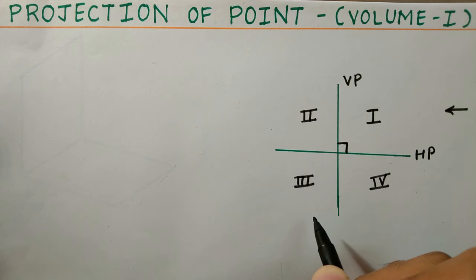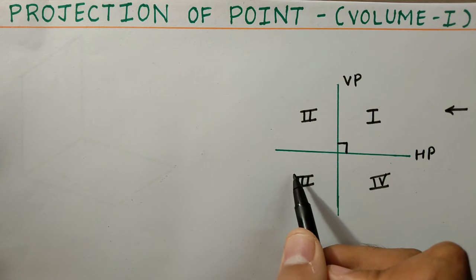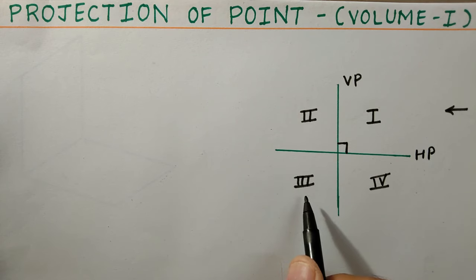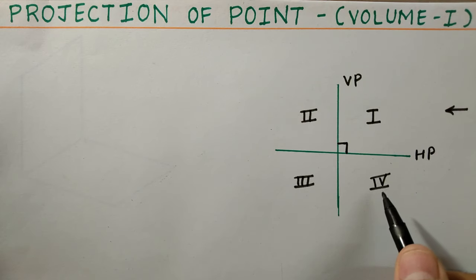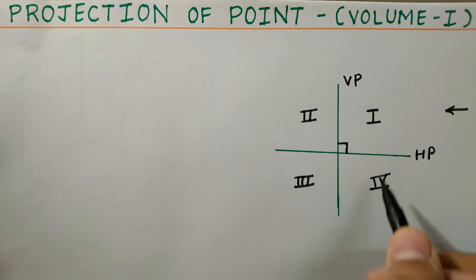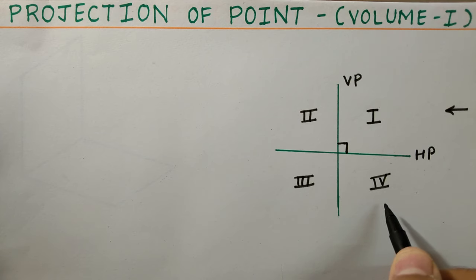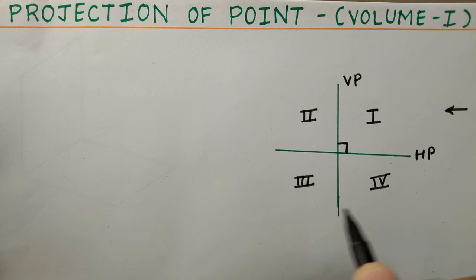Similarly, for the third quadrant, the object is lying below the horizontal plane, but it is also lying behind the vertical plane. Similarly, for the fourth quadrant, the object is said to be lying below the horizontal plane, and the object is said to be lying in front of the vertical plane. This thing has to be remembered for solving the engineering problems. It can be understood easily.